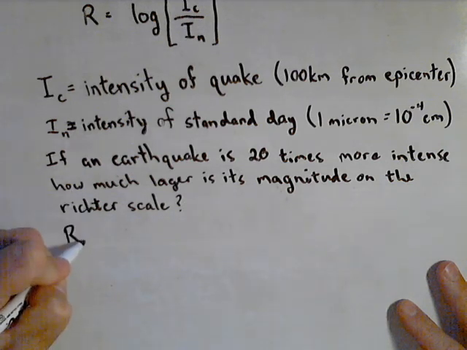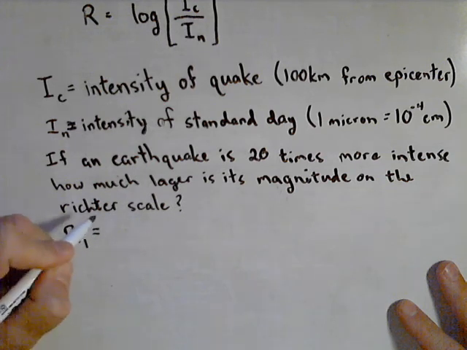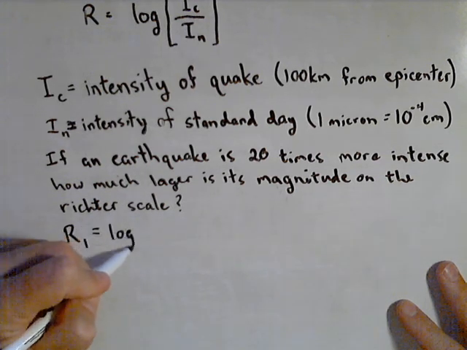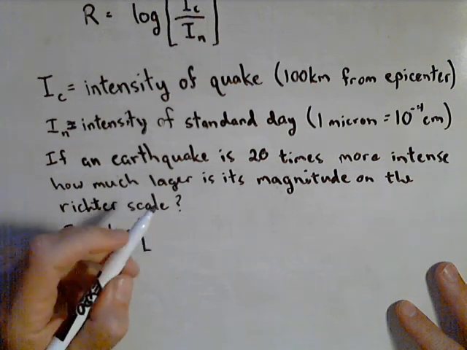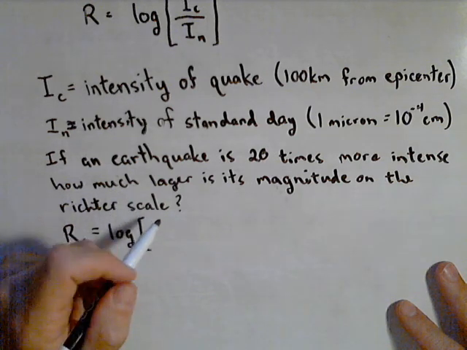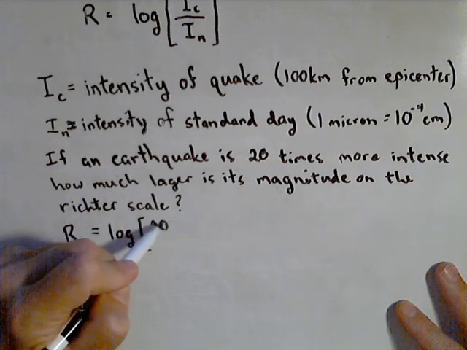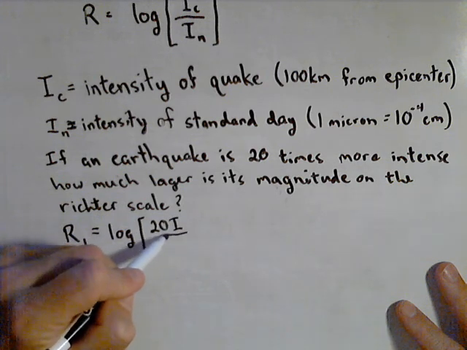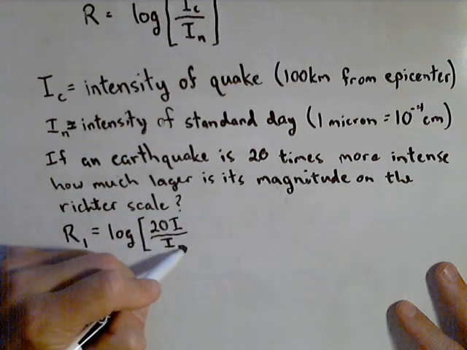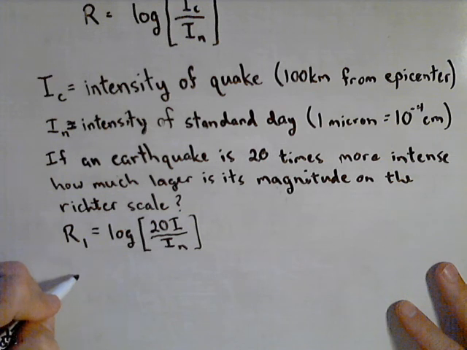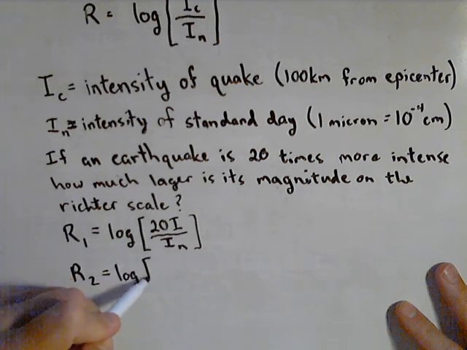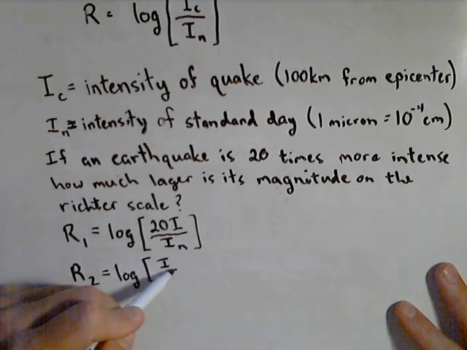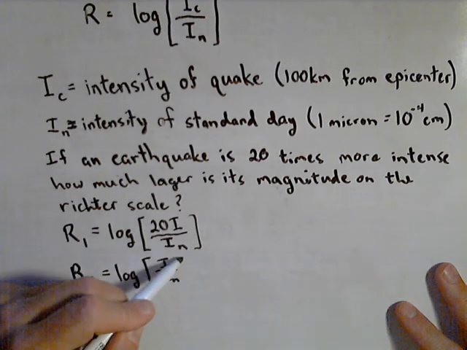So r sub 1, let's make that the more intense one, equals log of, okay, the intensity of the smaller one will be I, so the intensity of the larger one will be 20I over I sub n. So there's our larger one. Our smaller one will be r sub 2, which equals log of its intensity, just I over I sub n.